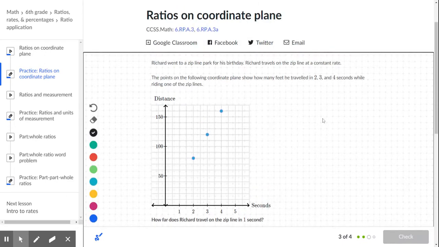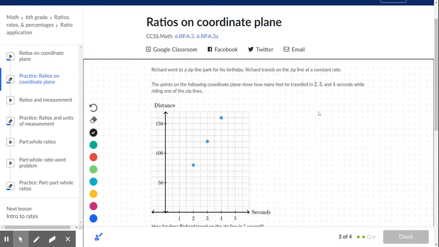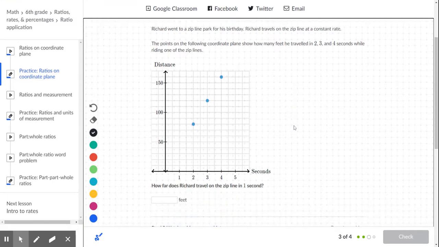On this one, they're talking about Richard. He went to a zip line park for his birthday, and he travels on the zip line at a constant rate. The points on the following coordinate planes show how many feet he traveled in 2, 3, and 4 seconds while riding one of the zip lines. How far does he travel in 1 second?